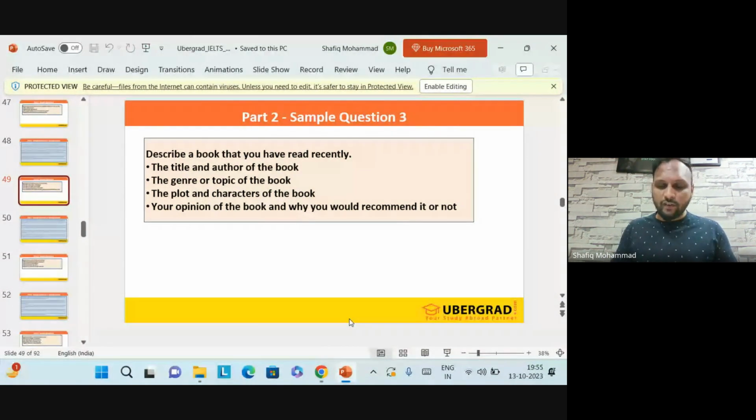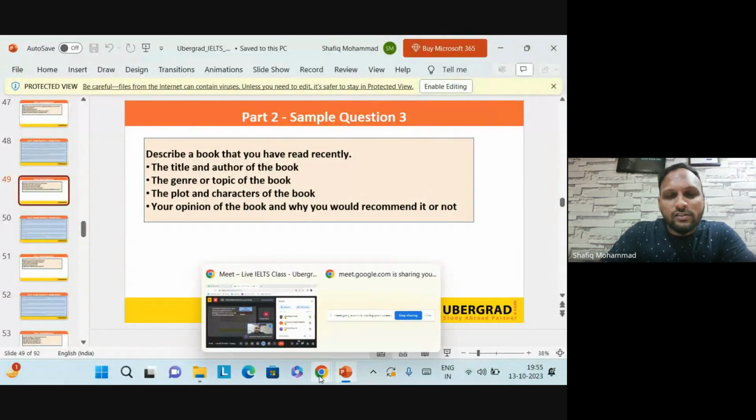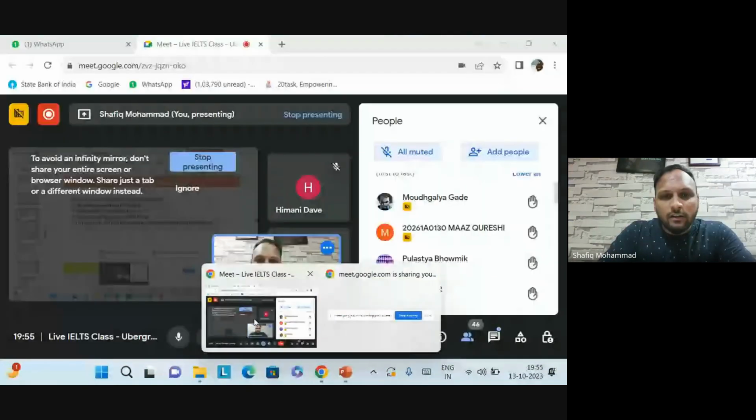If you speak like this, you can definitely score 6.5 to 7. But I want you to score more than that. You have the capability of scoring 7.5 and above. Okay, Sneha, thank you. So let's see who else we have. Let's go back.